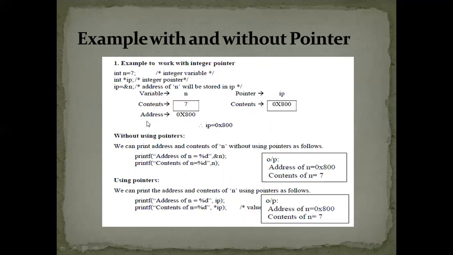Address of n. What is the address of n? The same address which is there. Okay, this is a content. So first we'll see without using the pointer. If I don't use the pointer, what would be the output?